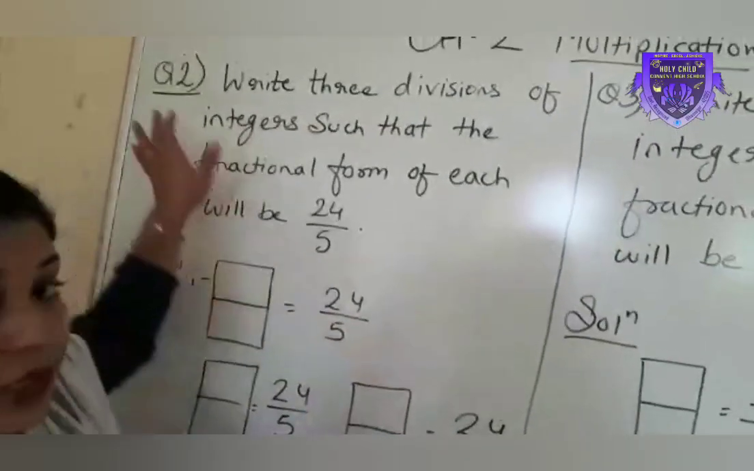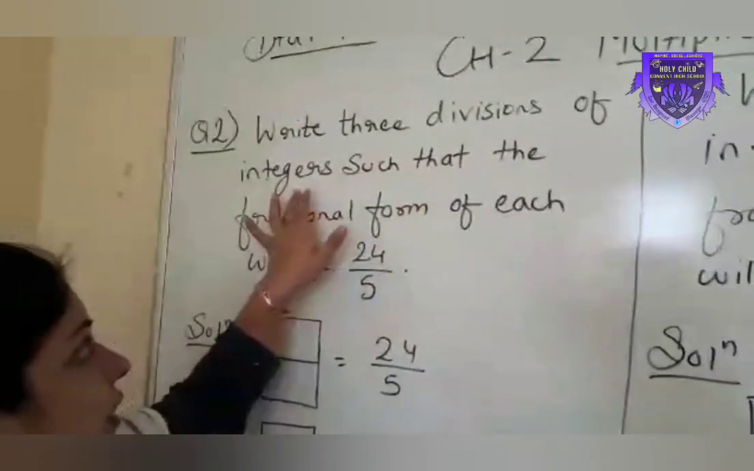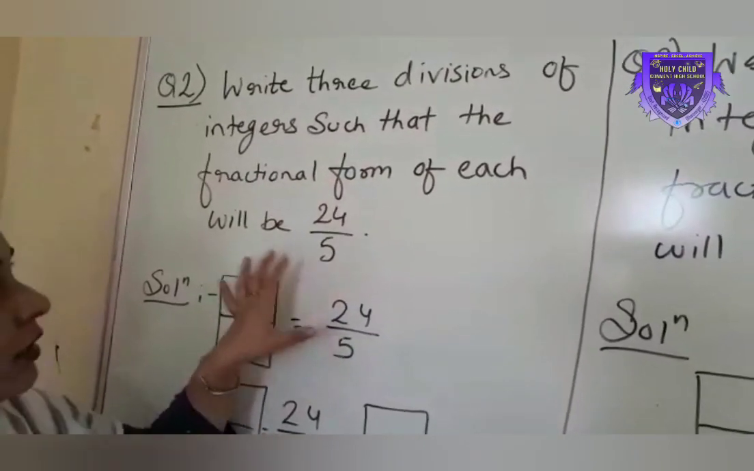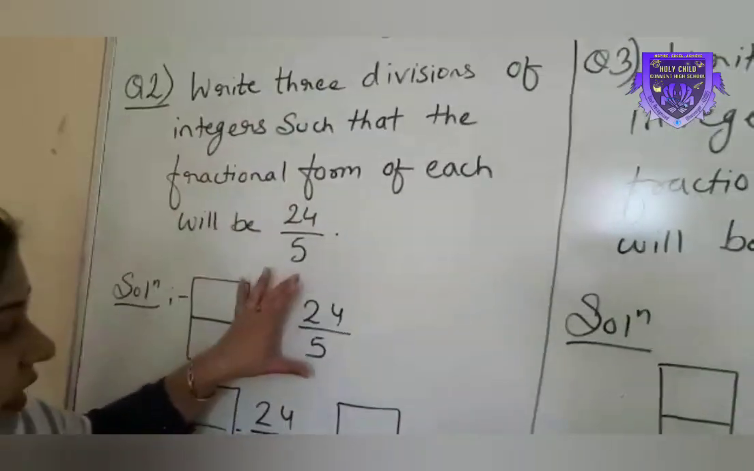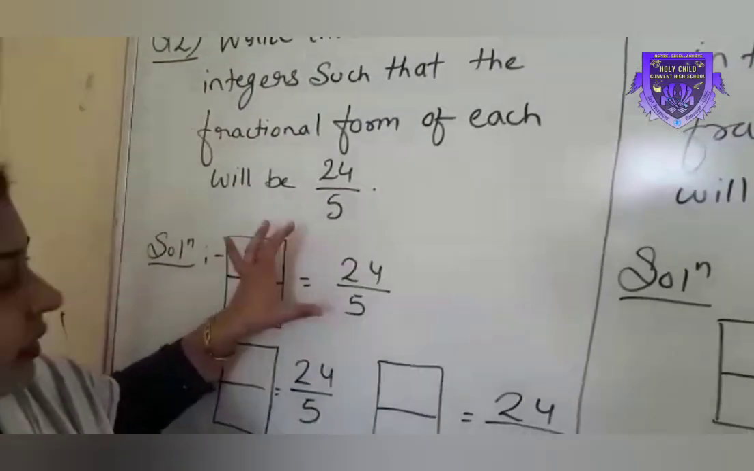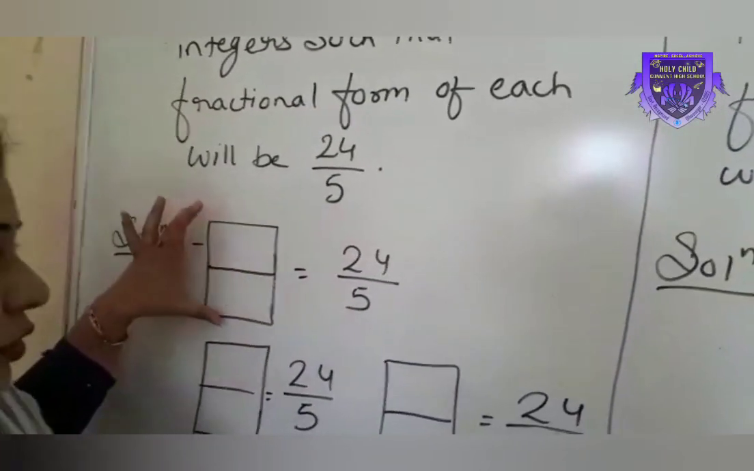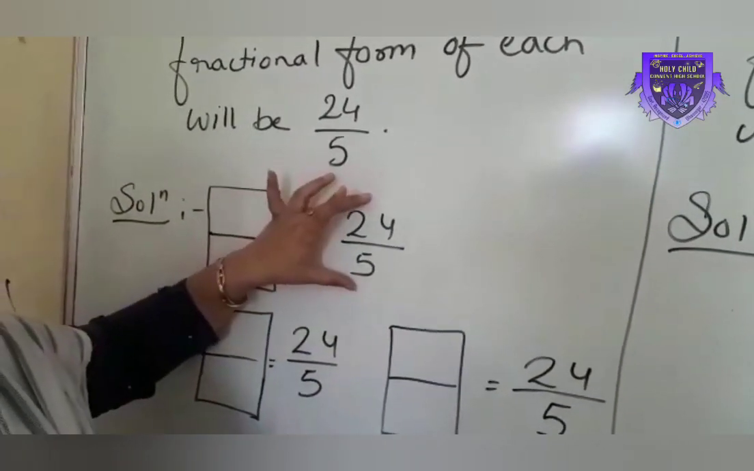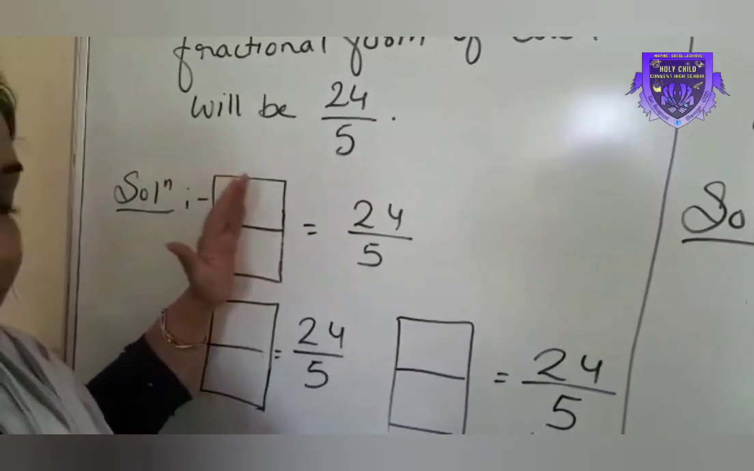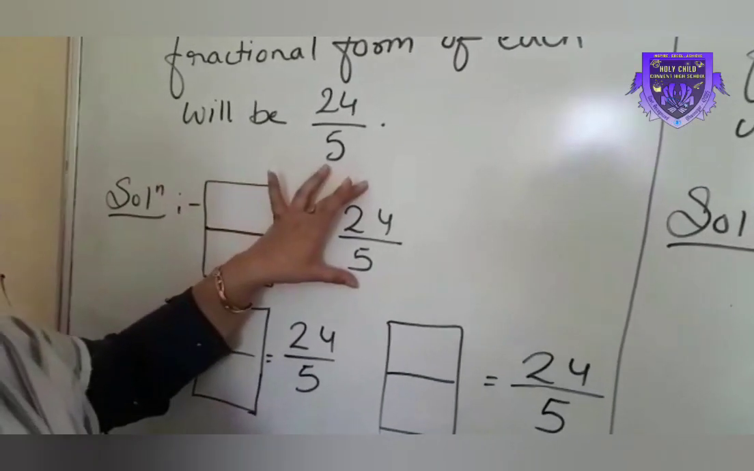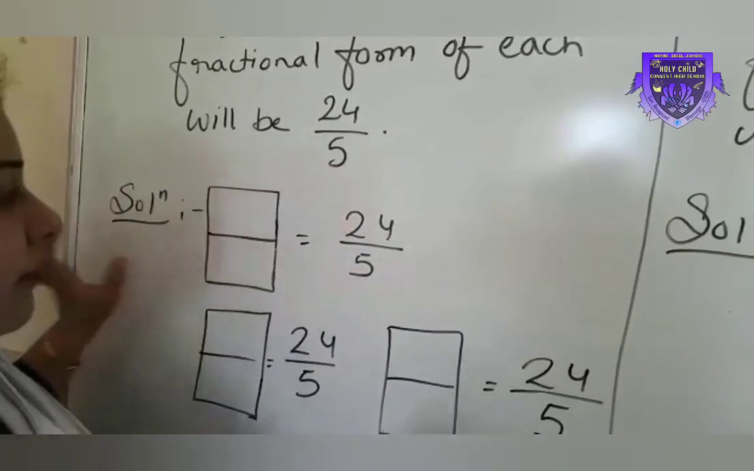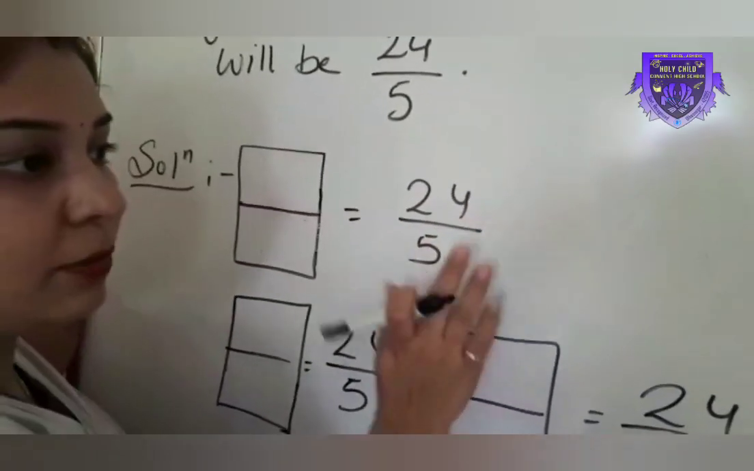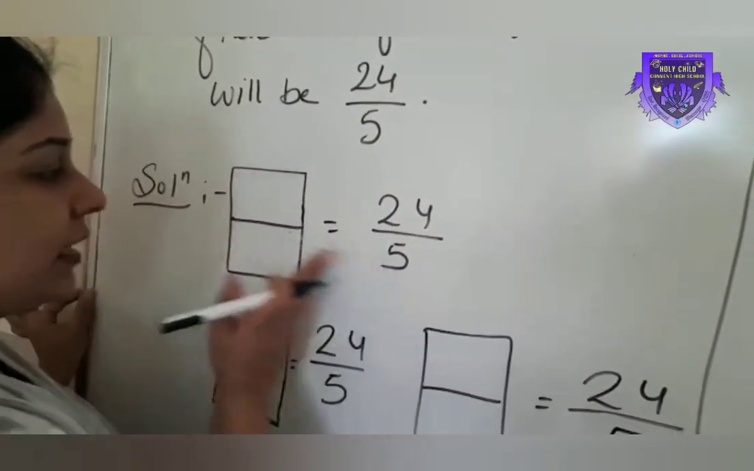Question number 2. Write three divisions of integers such that the fractional form of each will be 24 upon 5. Here in this question we are given the answer in fractional form. Directly the answer is given to us. We have to find out the question. Three pairs of questions whose answer will be this fraction 24 upon 5. So when we divide, we get this fraction. Okay. Now for getting the question we have to multiply this fraction, both numerator and denominator, with the same integer so that we can get the question.